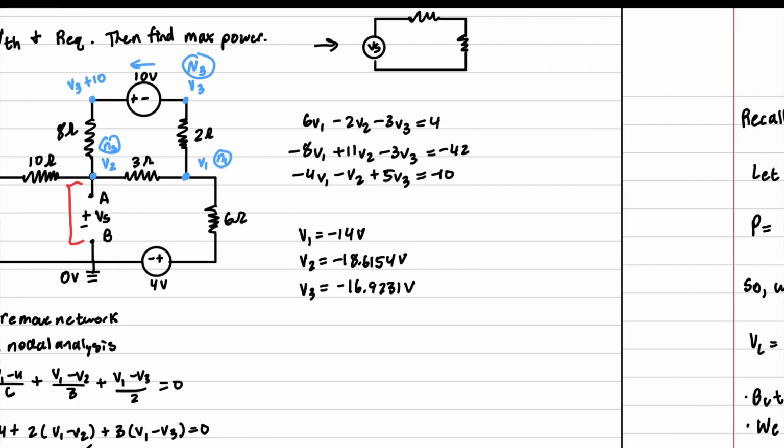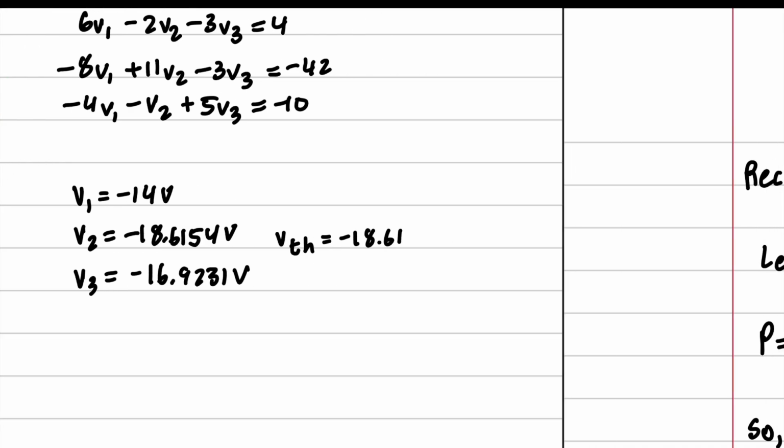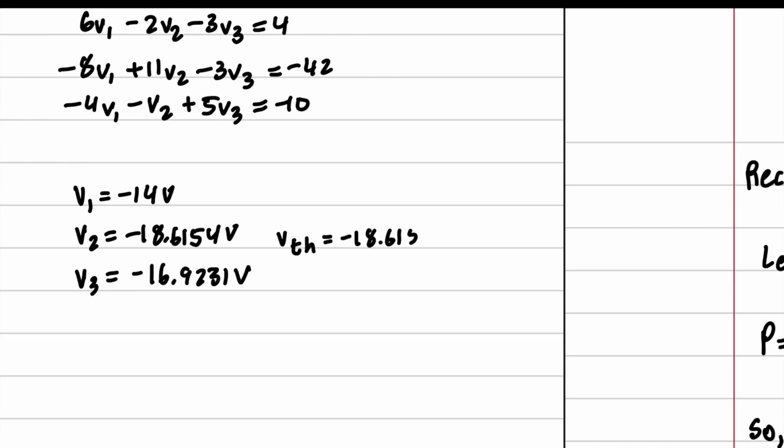So our answer for Thevenin is negative 18.6154 volts.